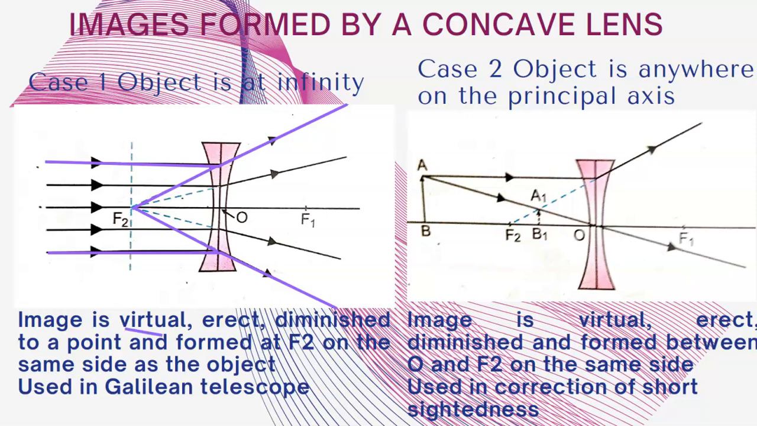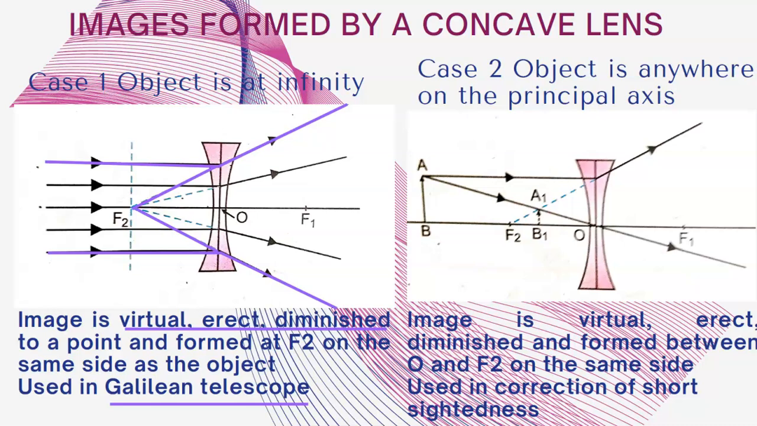If we write the characteristics of the image formed, the image is virtual. We know it is virtual because it is formed on the left hand side behind the lens. Since it is virtual, it is erect. It is also diminished to a point, very much point-like, and it is formed at F2 on the same side as the object. This case of concave lens finds its use in a Galilean telescope.